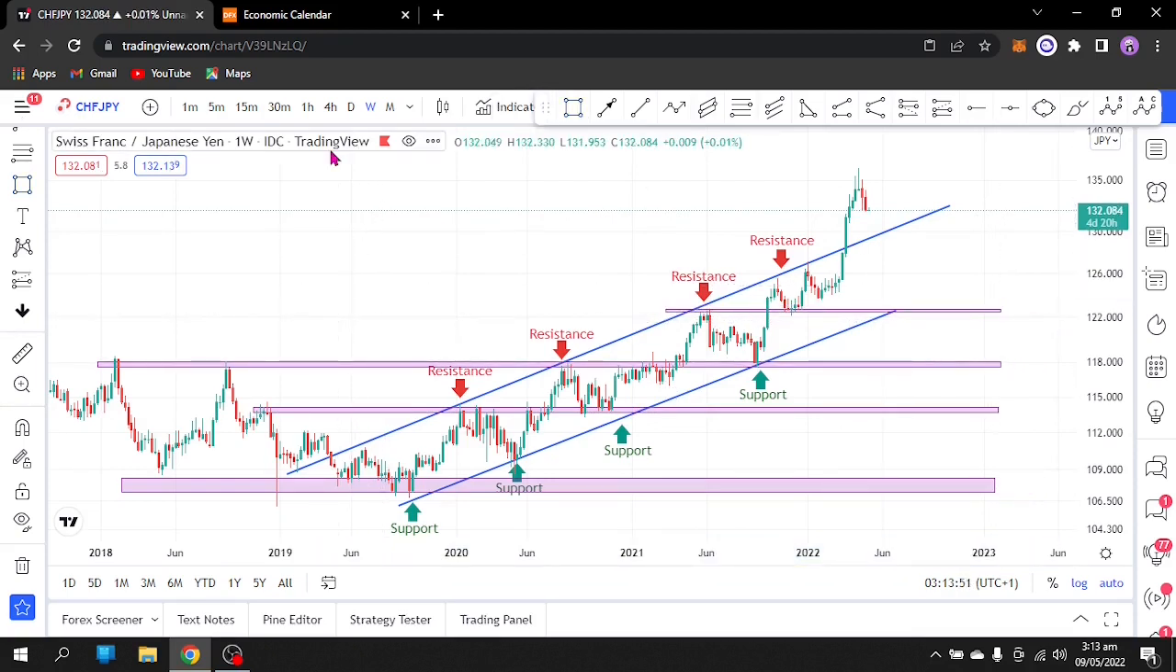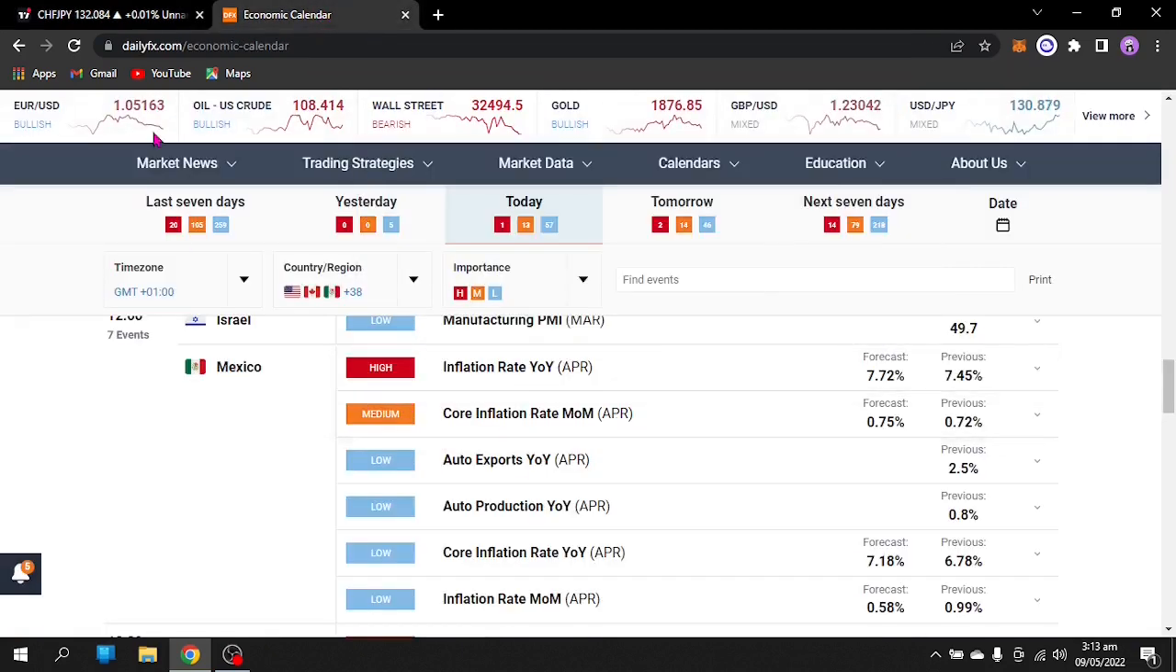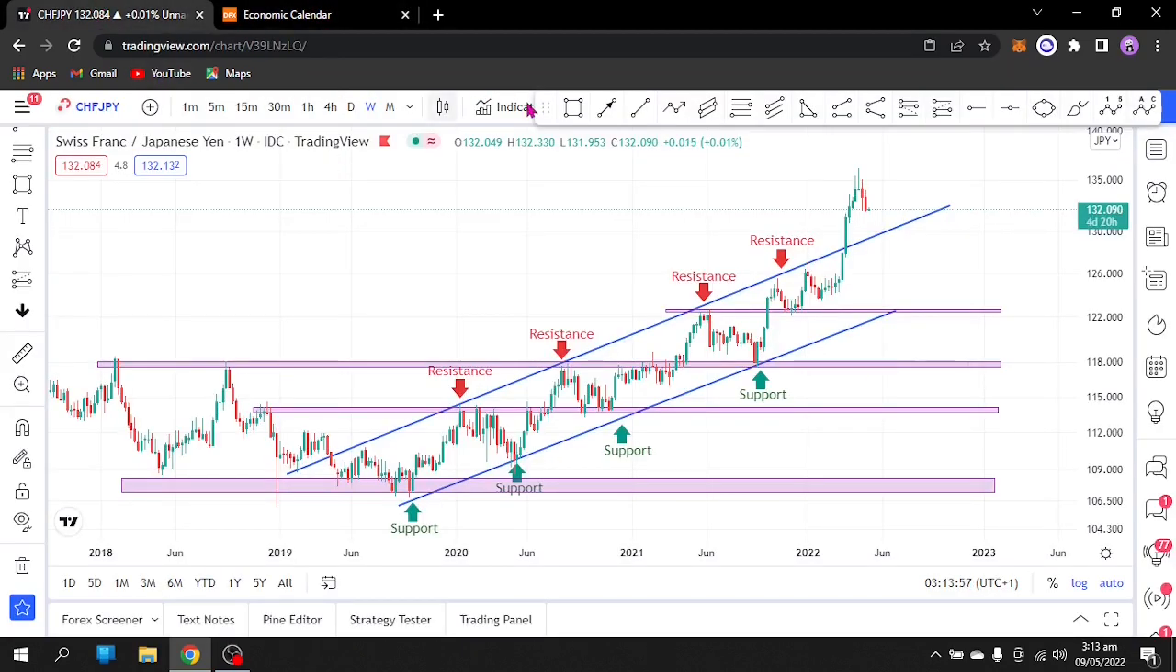Recap: I said the first step is to check your economic calendar, which we've done already. The second, I said we'll go to our high time frames, and we've done that. We are now on the weekly time frame. And the third step is to identify my trend, which I've used the high time frame to identify that CHF is currently bullish. The fourth step, I said we will identify support and resistance levels, which we've done.